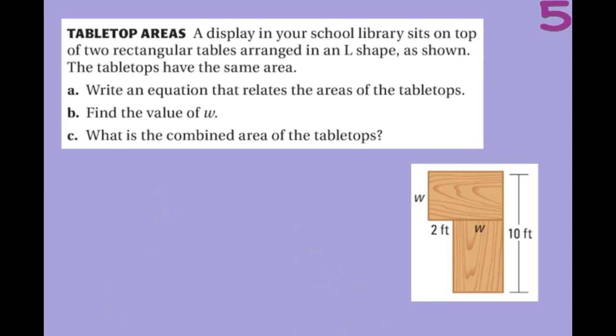Alright, let's try a more application type problem. It says, a table display in your school library sits on top of two rectangular tables arranged in an L shape, as shown right here. The tabletops have the same area, so this table is exactly the same or equal to this table. So part A says, write an equation that relates the areas of the tabletops. Okay, so areas. Area of a rectangle is base times height. I know that.